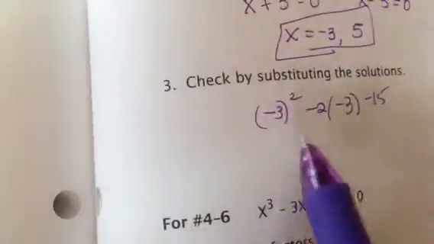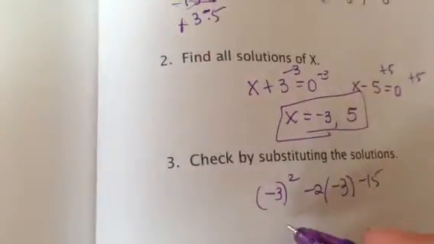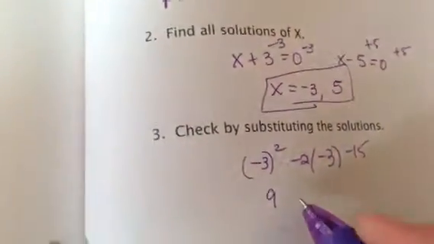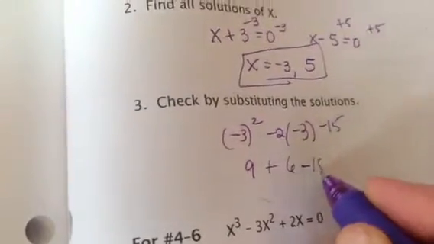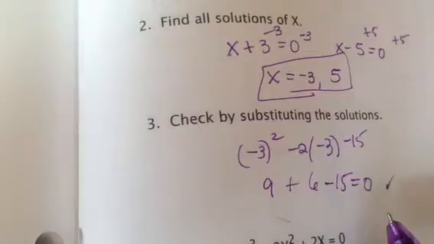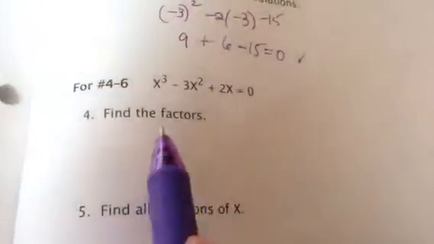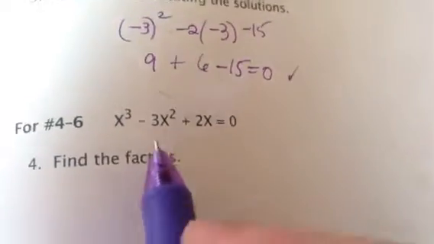So that's what it means when it says check by substituting the solutions. Let's see what we get. This gives me 9 plus 6 minus 15. That gives me 15 minus 15, which is 0. So check, that works. You're going to do the same thing, but you would plug in 5 and plug it all in, make sure you get 0. Okay, let's do another one.